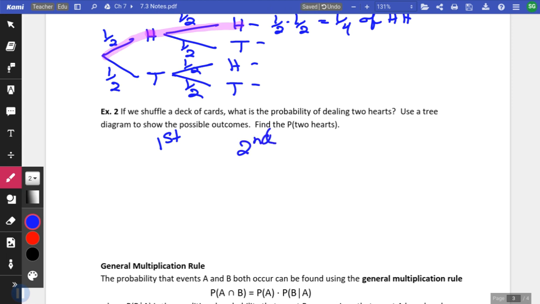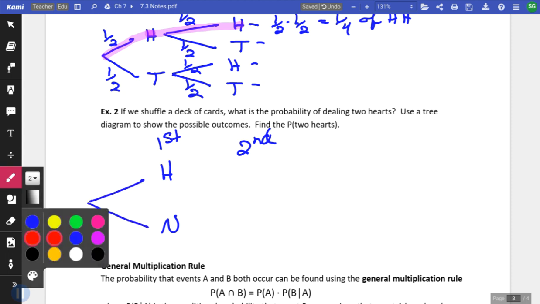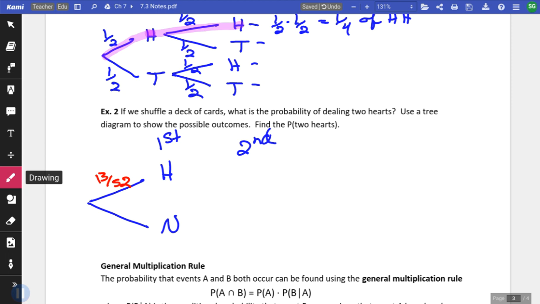On your first card, you could either get a heart or something else, not a heart. Spade, diamond, club, anything that's not a heart. Right? And what's the probability of getting that heart? It's 13 out of 52, or 1 out of 4. What's the probability of getting that not heart? 39 out of 52.